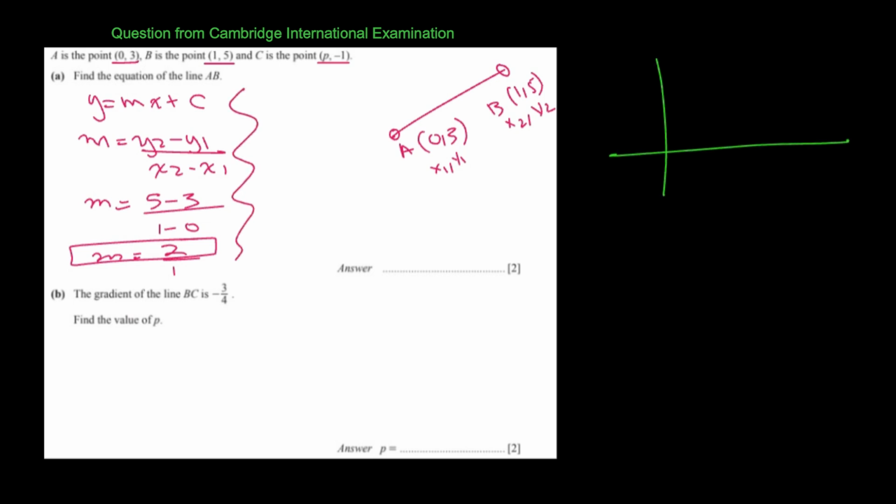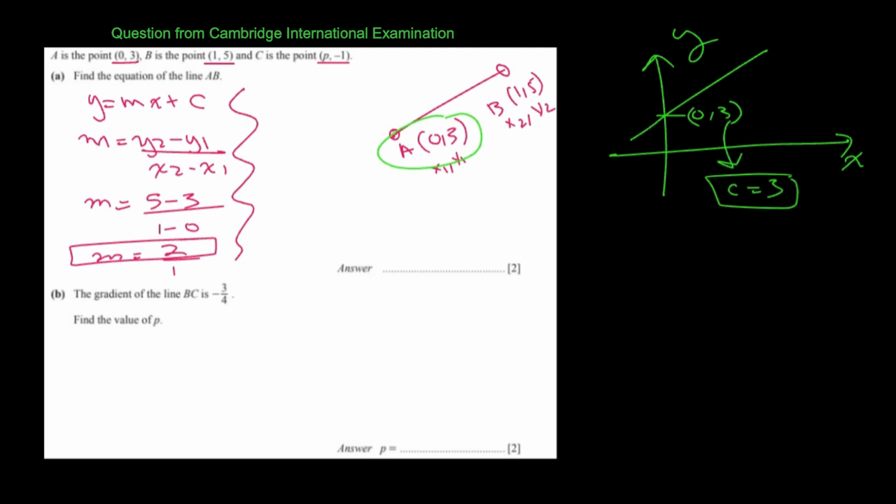Now for the y-intercept, observe that the line is passing through 0, 3. That means the x value is 0 and y value is 3. So the y-intercept needs to be 3. Since y-intercept is the y value at which the line intersects the y-axis, or y-intercept is the y value when x equals 0. So the equation becomes y equals 2x plus 3.